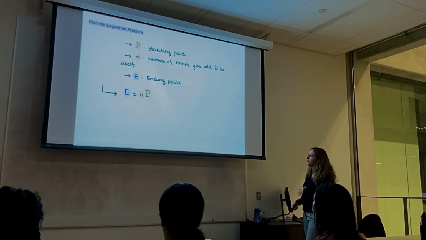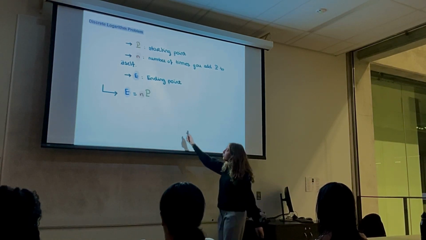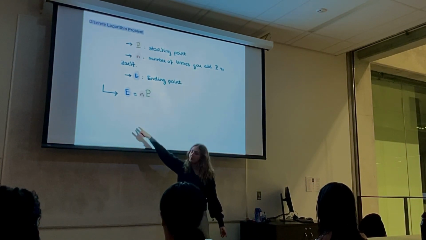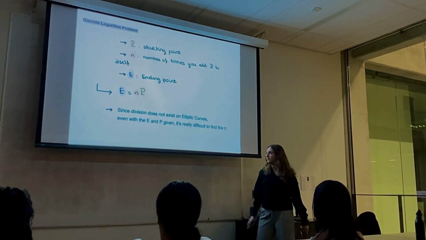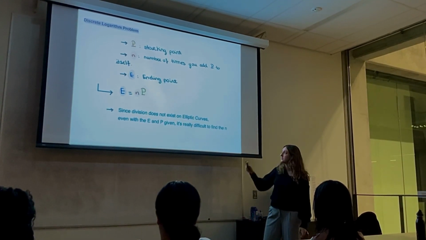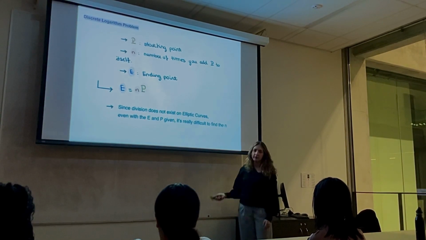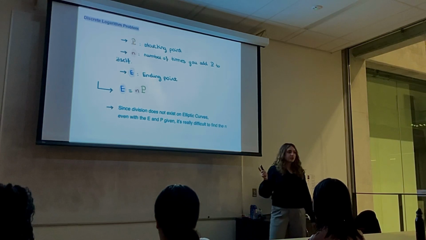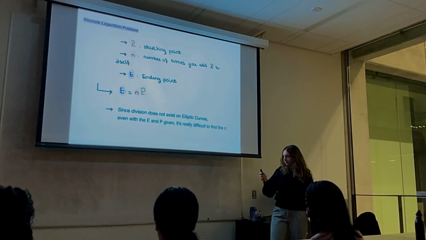And another thing on elliptic curves is that division does not exist. So if I want to resolve this equation right here, my ending point equals n times my starting point, it's really, really difficult. Since division does not exist on elliptic curves, even with the E and the P given, it's really difficult to find the n. And this is actually where elliptic curves are really interesting because of that.